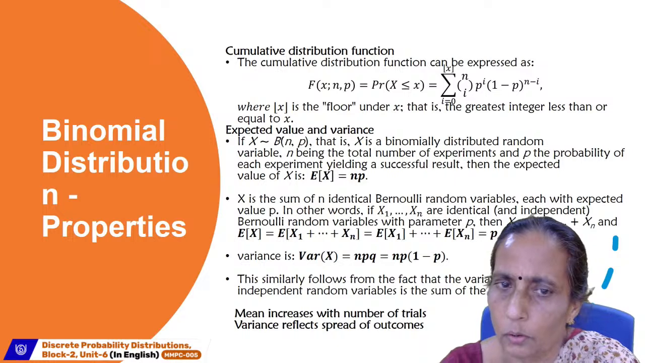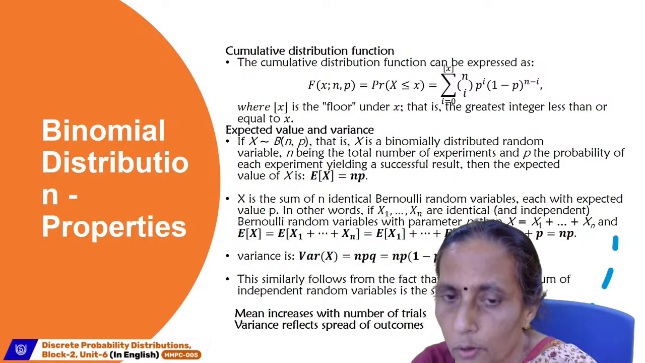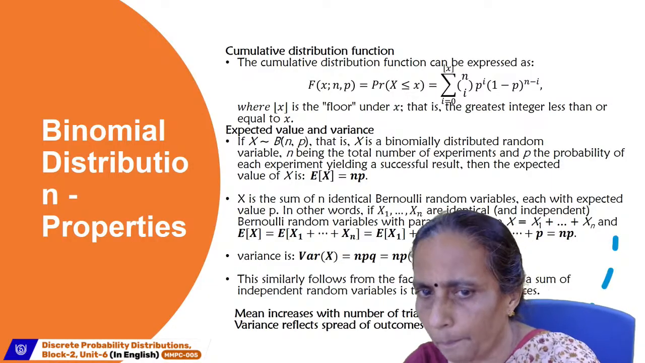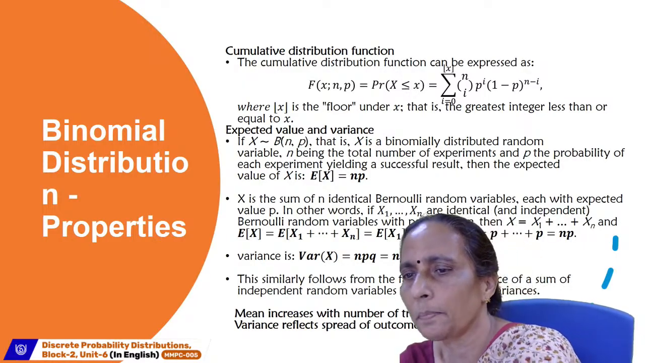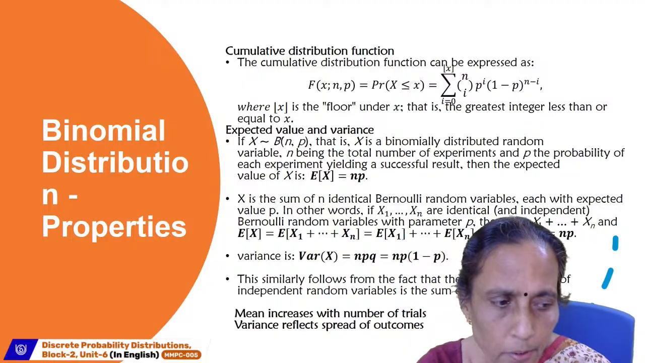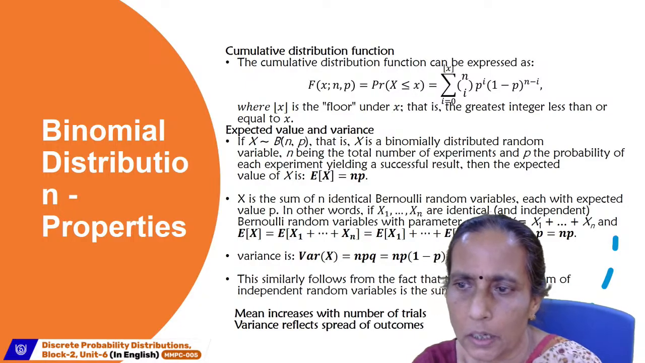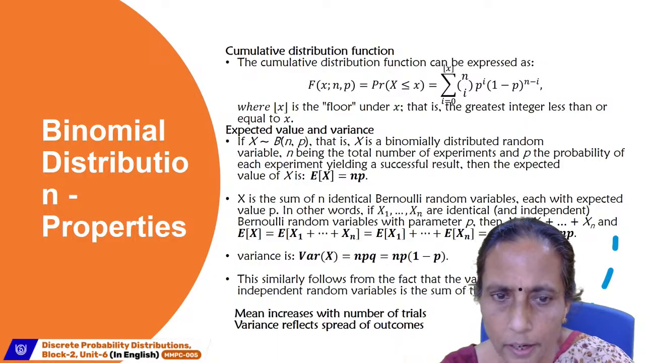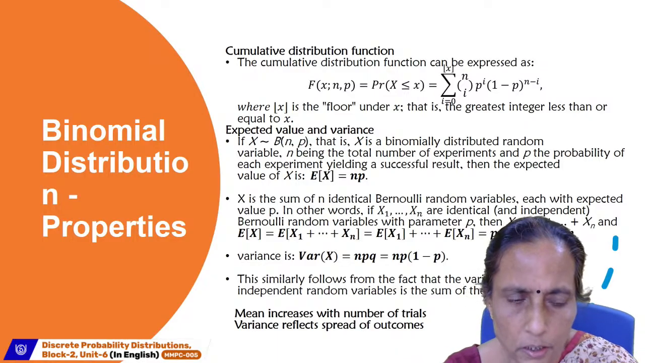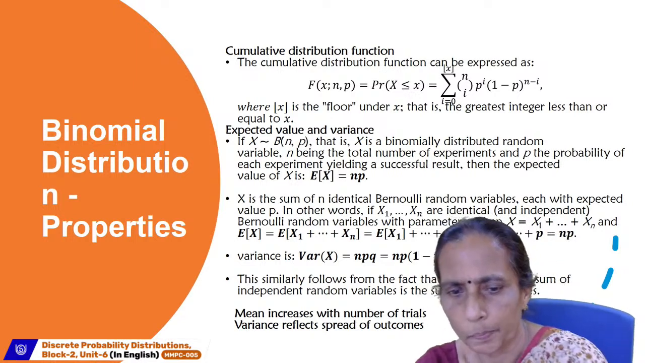So expected value and variance. If x follows a binomial distribution with n trials and p as its probability, that is, x is a binomially distributed random variable, n being the total number of experiments and p the probability of each experiment yielding a success result, then the expected value of x, expectation of x, is equal to np, and variance of x is npq.